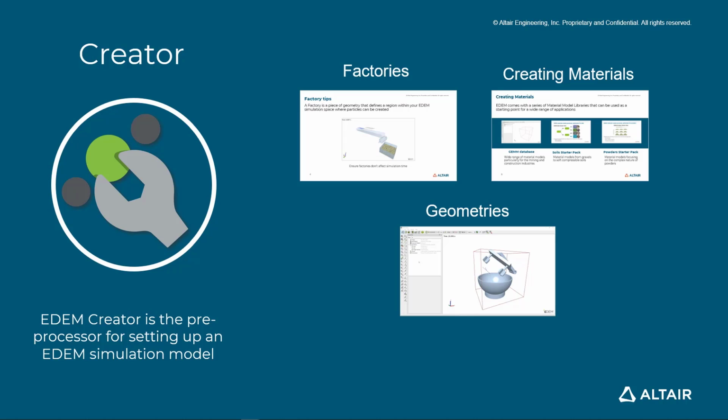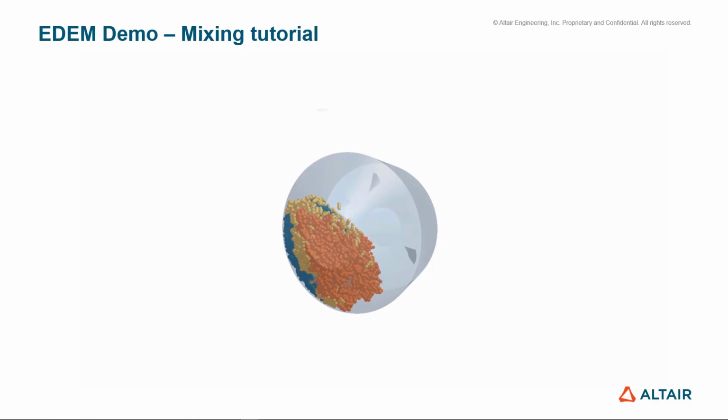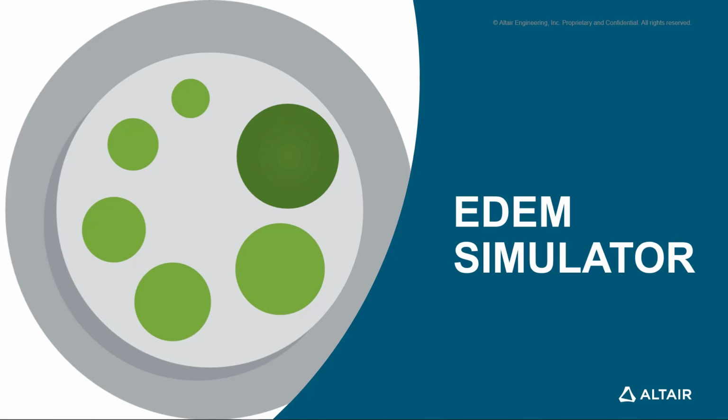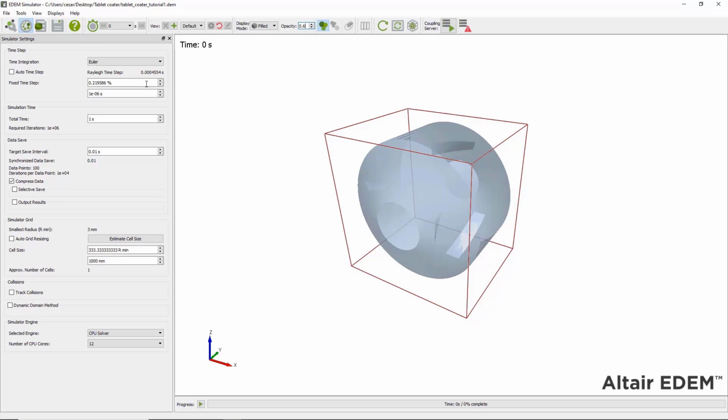So let's go back to the Eden demo. And the next component is the Eden simulator. This is the interface for the simulator. And here is where we run the simulation. On the left-hand side, we have to set different parameters, and that includes the time step, which should be small enough to guarantee stability in the simulation. And that will depend also on the contact model and material parameters.